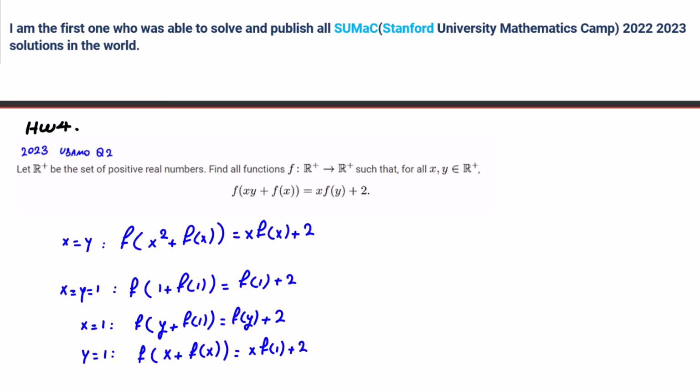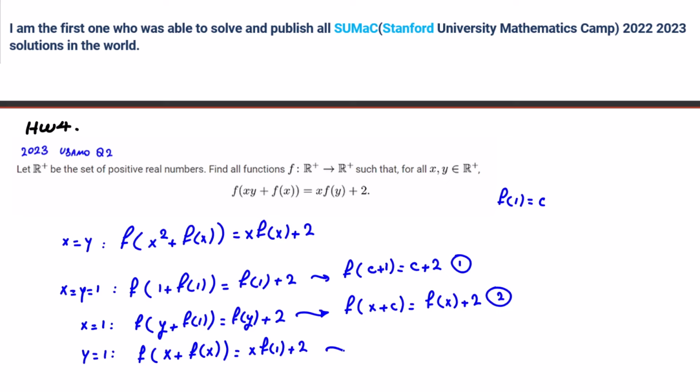Yes. So here, because we have f of 1, let's replace f of 1 with c, a constant, okay? So if you write in terms of c, f of 1 equals c, then f of c plus 1 is equal to c plus 2, right? So let's call this first. What about this one? f of y plus c equals f of y plus 2. Yes, we can also write it in terms of x instead of y, right? What about the third one?